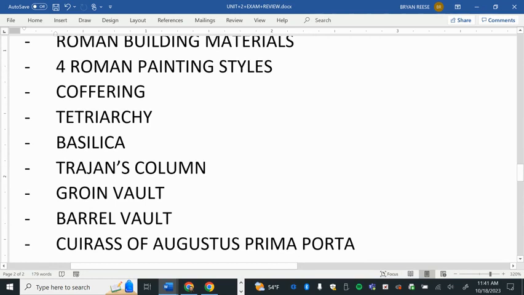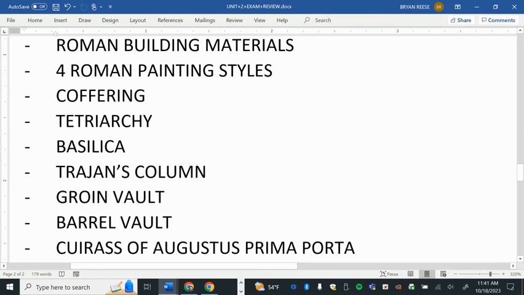The cuirass of Augustus Prima Porta. Augustus Prima Porta is the statue of Augustus Caesar with his arm out. He has a little cupid by his leg. And just last period, I was starting to make the story of Aeneas that Cupid refers to. So next year there'll be a story time associated with that sculpture. There's just not enough story time in Roman art.